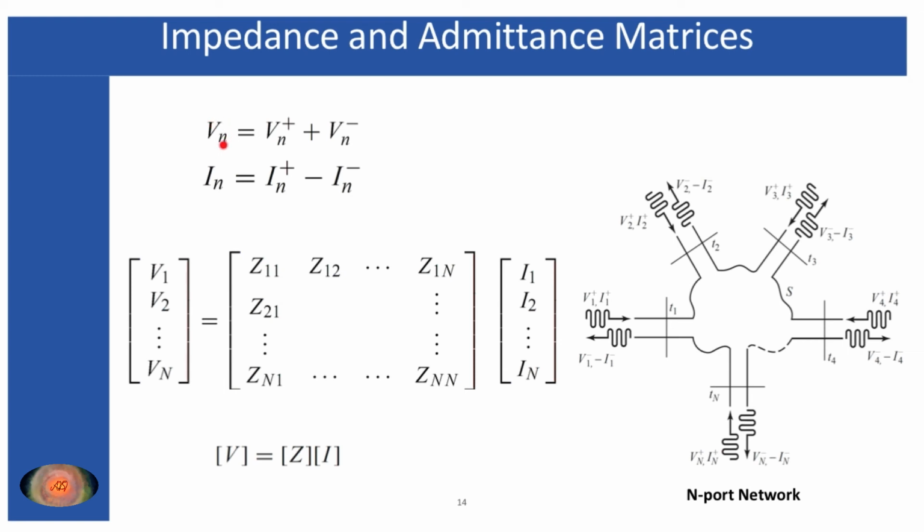Here is a simple impedance matrix I have presented for this n-port network, where for each port the total voltage is represented by the forward propagating voltage and the backward propagating voltage, or you can consider them as the incident wave voltage and the reflected wave voltage, and similar consideration holds for the current also. So, as you know, the impedance matrix relates the voltage and current with the impedances, so we can write the entire matrix concisely in this form.